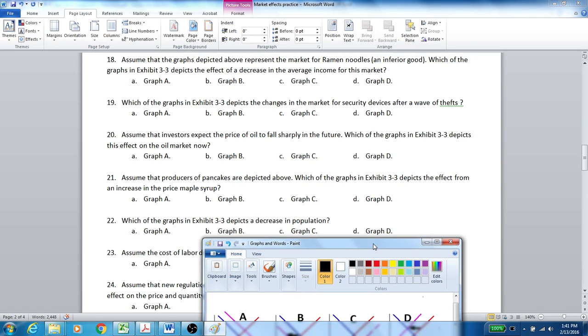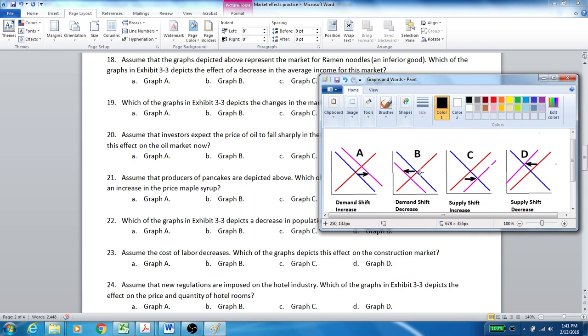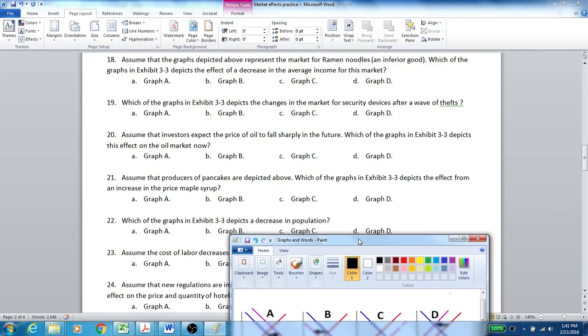The next one depicts a decrease in population. Now we're just testing on the other side. A decrease in population is B, decrease in demand.